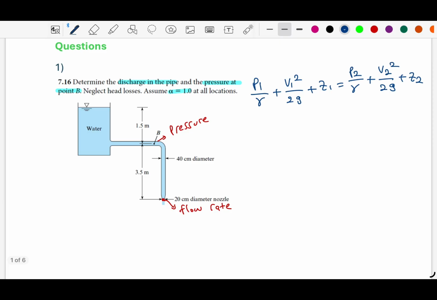So here we can take our reference points as the water surface here and also this point, because eventually we will need to find the discharge here. And since we can find some values related to this point, we can directly take these points as the reference for the energy equation. So let me say this is point 1 and this is point 2.